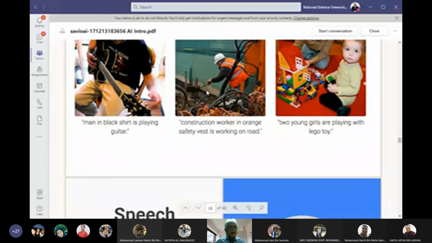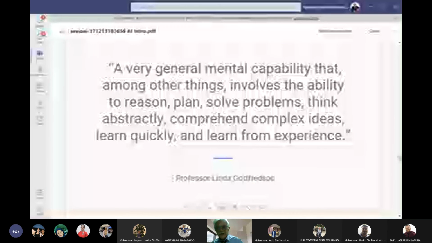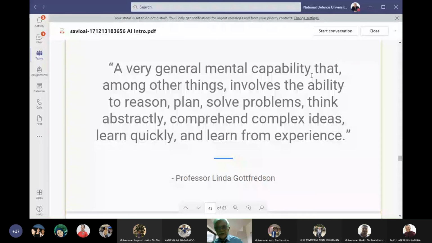Human being. Okay, they say we are already reaching this stage. Almost there. AGI, okay, artificial general intelligence. There is a stage where the computer is as clever as a human being, with a very general mental capability that, among other things, involves the ability to reason, to plan, to solve problems, think abstractly, comprehend complex ideas, learn quickly and learn from experience.